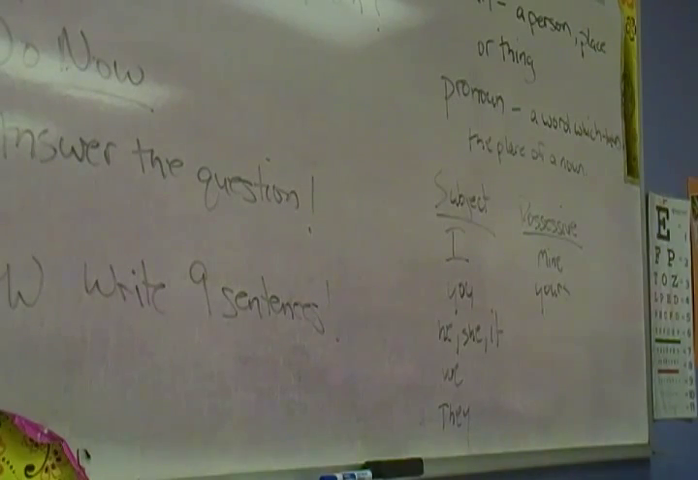Look, Ray, that's the attendance sheet right there. All right, we're talking about these parts of speech. First, we got a noun, a person, place, or thing. We got a pronoun, a word which replaces the noun.